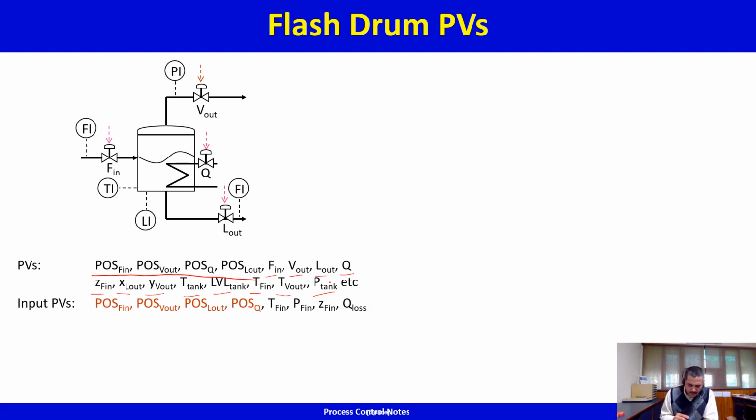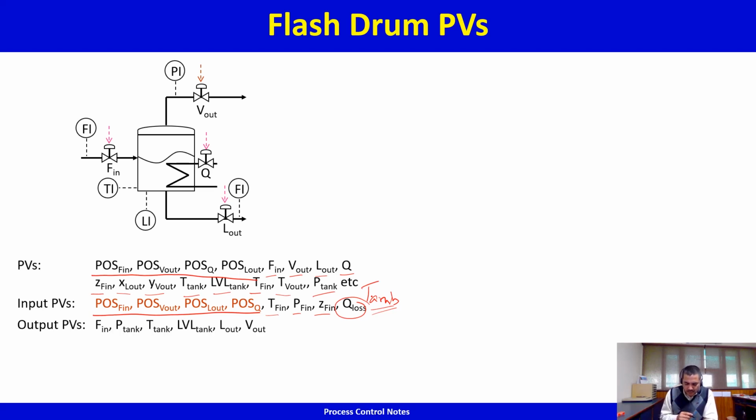Now which ones are input PVs? Input PVs are what the operator is specifying: temperature of the feed in, pressure of the feed in, composition of the feed in. I'm calling it Q loss, but this should actually be T ambient, because T ambient is what determines how much the loss is. The colder the ambient, the more the heat loss. So Q loss is the heat loss across the tank. Instead of Q loss, T ambient would be a better process variable. Q loss is an output process variable. T ambient is an independent process variable, and hence it's an input process variable.